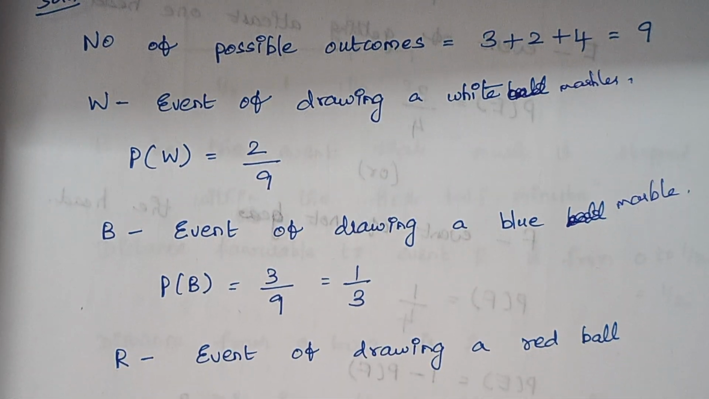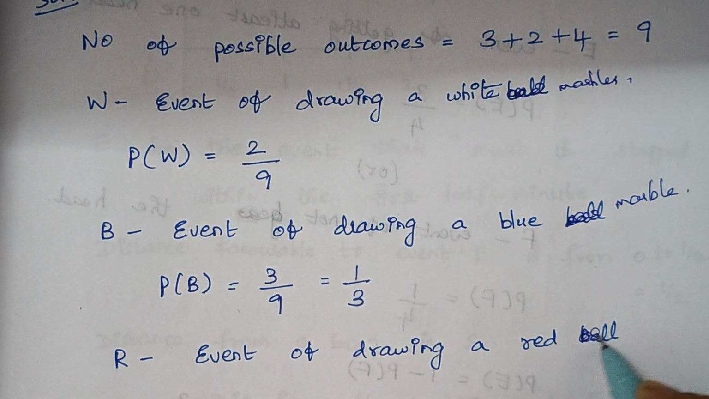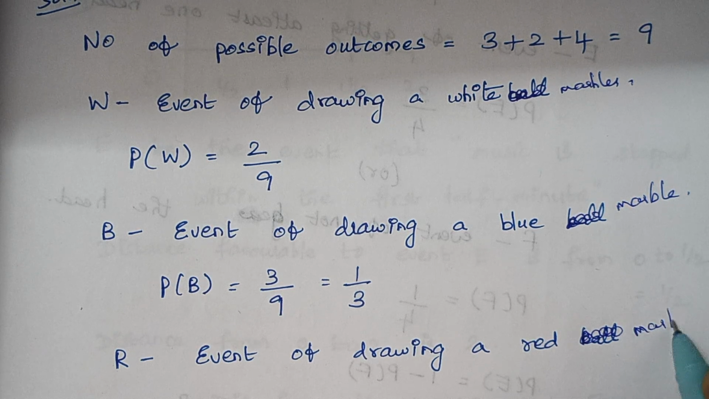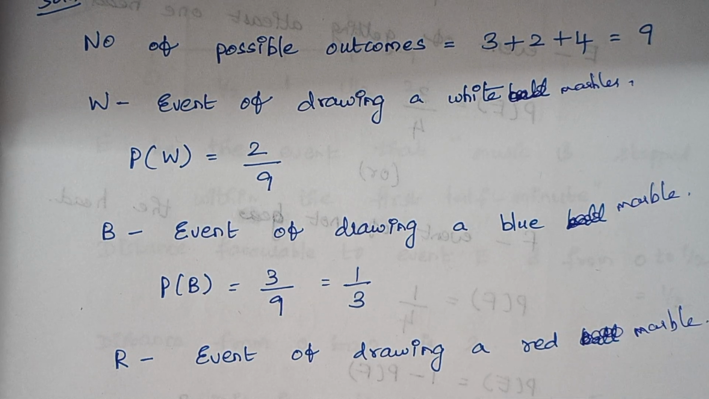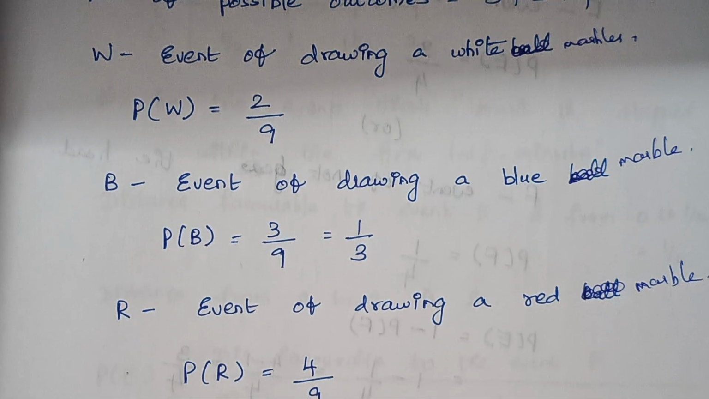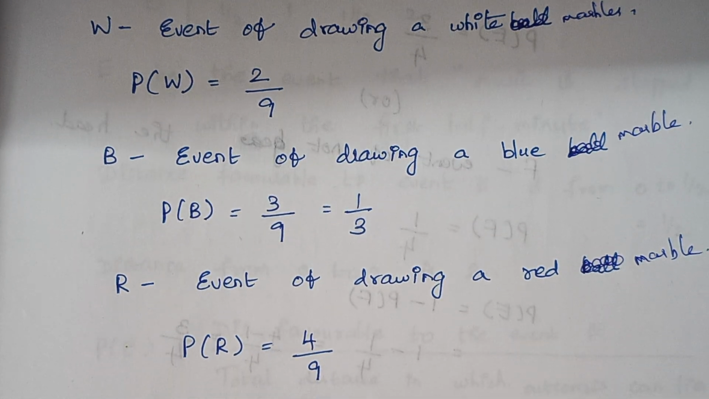And finally, let R be the event of withdrawing a red marble. So here, how many red marbles do we have? We have 4. Therefore, the probability is 4 by 9. I believe you people can understand this.